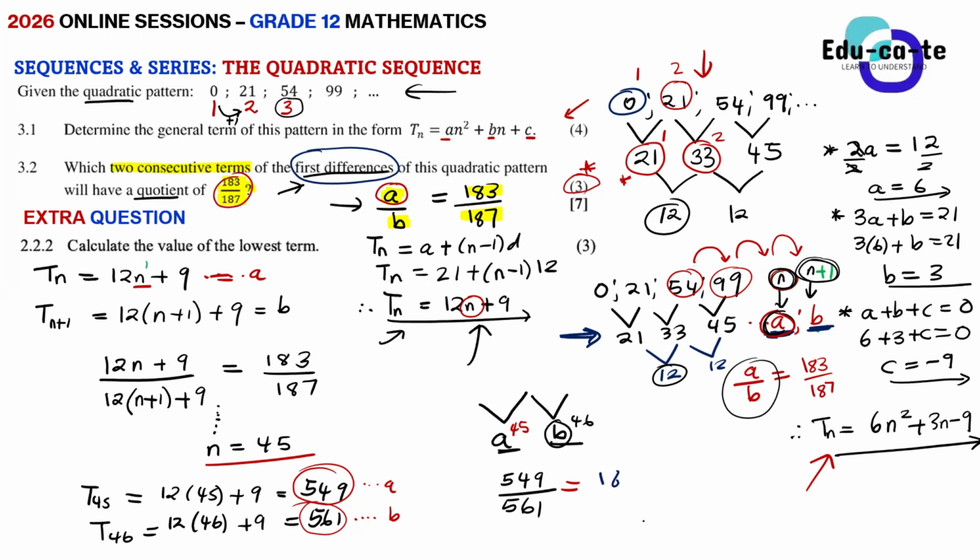So do you see that your answers are correct? Yeah. So if you say 549 over 561, it's 183 over 187. So the consecutive terms are 549 and 561. But you must say the smaller term over the bigger one, because your quotient is a proper fraction. It means that the denominator is bigger than the numerator. So you cannot say B over A.